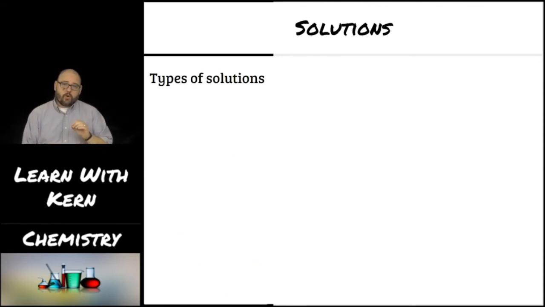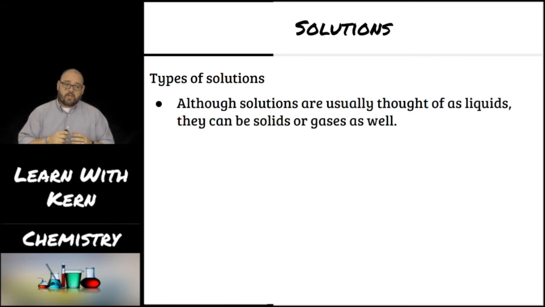Now, there are different types of solutions. So we've talked about all these words that go with it. We've got solutes and solvents. And so there are different types of solutions that are dependent upon what your solvent and your solute are. Most solutions that you think of and most solutions that we usually use are thought of as liquids. But solutions can be gases and solids as well. A solution just has to have a solute dissolved in a solvent. It does not have to be a liquid. That's very important that you understand that.